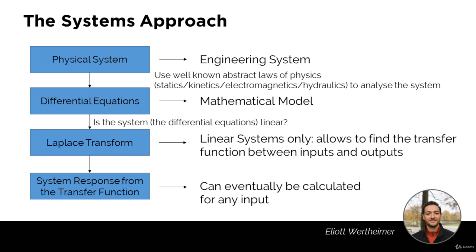In order to design effective and powerful control systems, we will use the systems approach. So how does this work? Effectively, we start from a physical system, also called an engineering system. We then use the well-known abstract laws of physics, such as statics, kinetics, electromagnetics, or hydraulics, to analyze that system and build differential equations that dictate how the systems work. This is the mathematical model of the system.